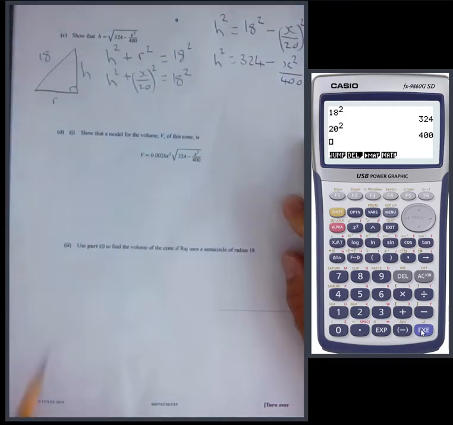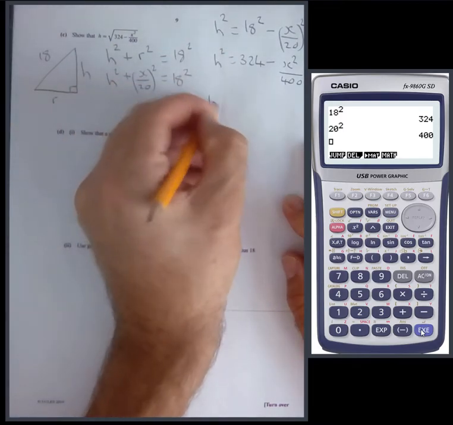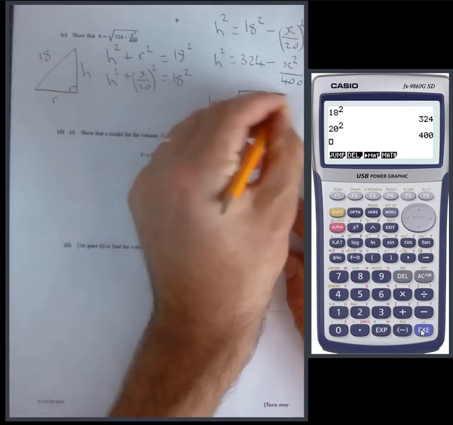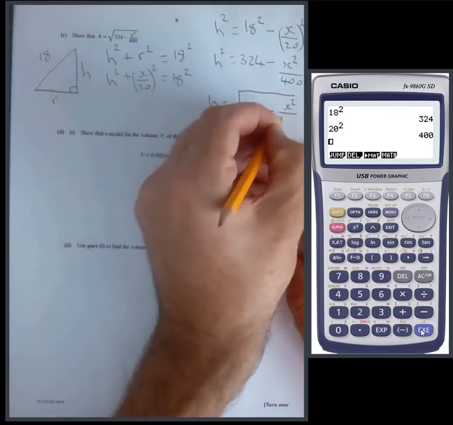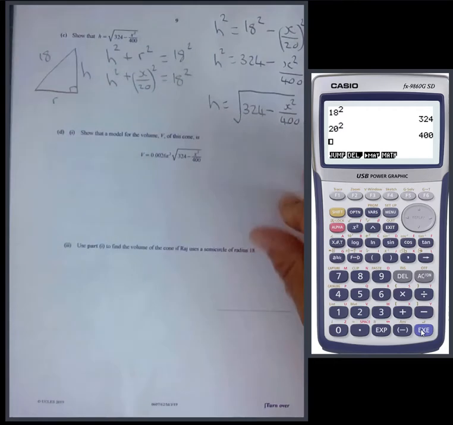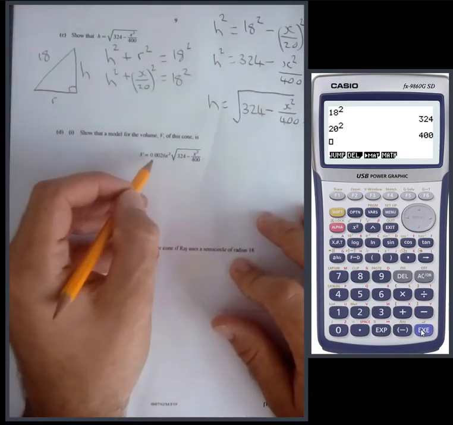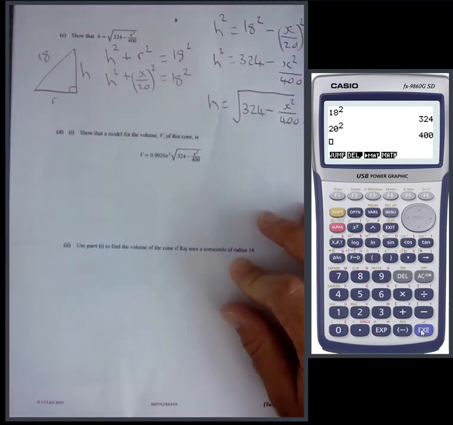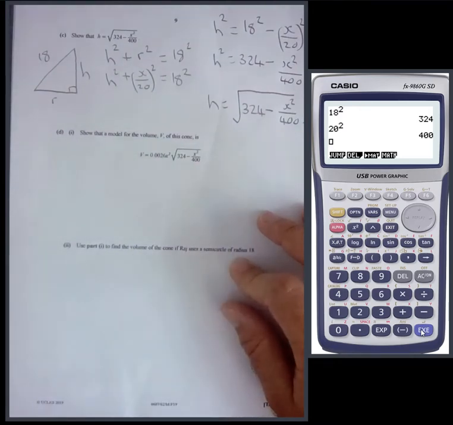So we're nearly there, and we now just need to solve for h, so we square root. So h must equal the square root of all of that, 324 minus x squared over 400. D1. Show that a model for the volume V of the cone is V equals 0.026 x squared times the square root of 324 minus x squared over 400.